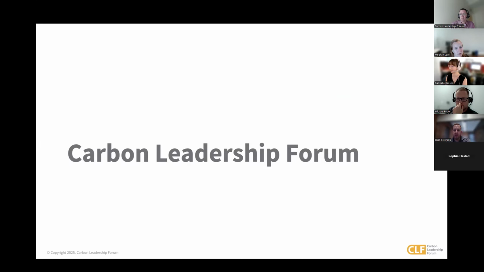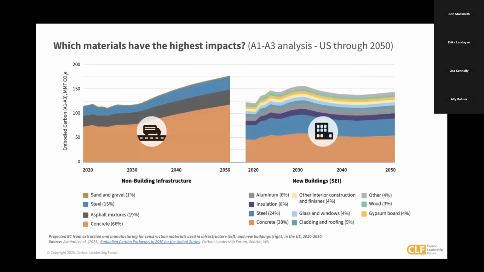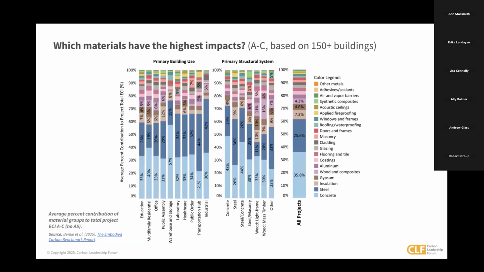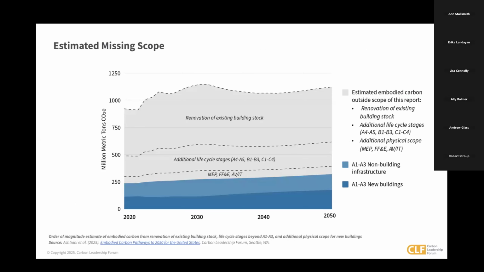I see the question in the chat about whether MEP and refrigerants are included. Hopefully I covered that. The answer is some of them include MEP and some don't. So for this study does not include MEP. This is from our benchmarking study, and that's structure, enclosure, interiors. This one also did not. This one does include an estimate of MEP.